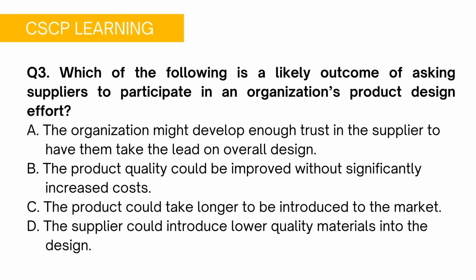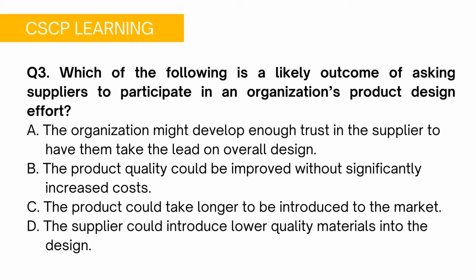Option C, the product could take longer to be introduced to the market. Option D, the supplier could introduce lower quality materials into the design. Let's evaluate option A. The organization might develop enough trust in the supplier to have them take the lead on overall design. This is not practical. Product design is a significant aspect of the product. You cannot trust or depend on someone else to design your product. So this is not the correct answer.